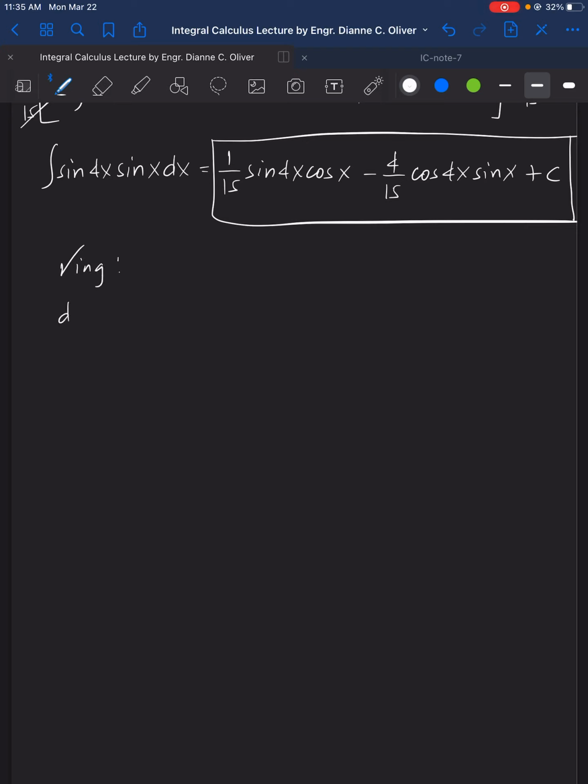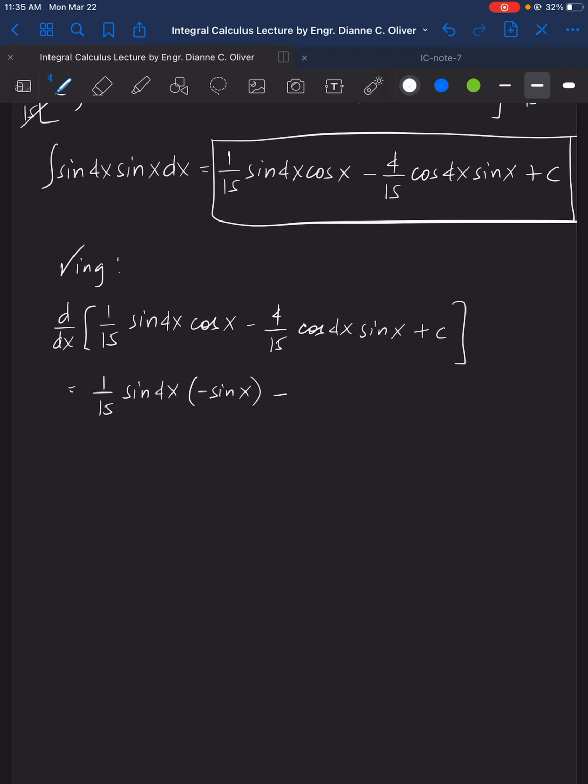Checking by differentiating d/dx of 1/15 sine 4x cosine x minus 4/15 cosine 4x sine x plus c. We'll go back to the original equation. So we have here 1/15, so the first one: 1/15 sine 4x, derivative of cosine x is negative sine x, plus 1/15 cosine x, derivative of sine 4x is 4 cosine 4x. Okay?